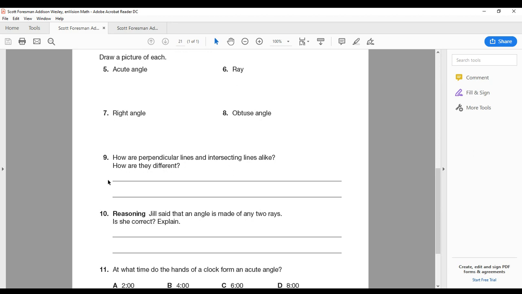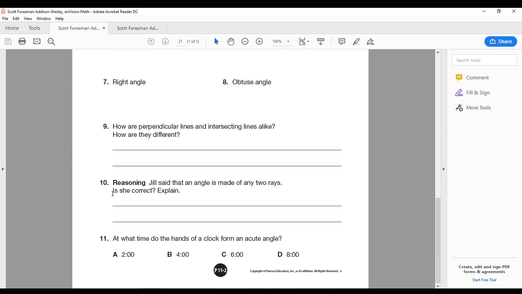Number 9, how are perpendicular lines and intersecting lines alike? Interesting, think about that. And how are they different? Number 10, reasoning. Jill said that an angle is made of any two rays. Is she correct? Explain. And number 11, at what time do the hands of a clock form an acute angle?